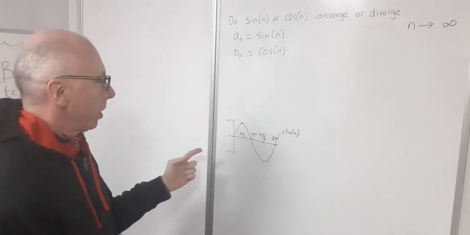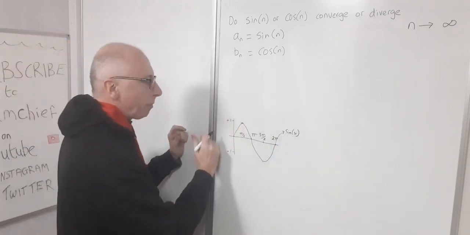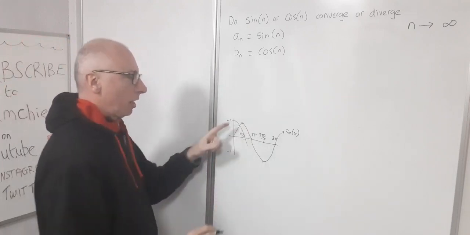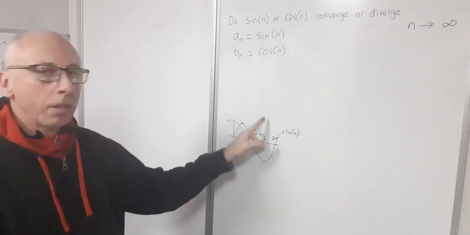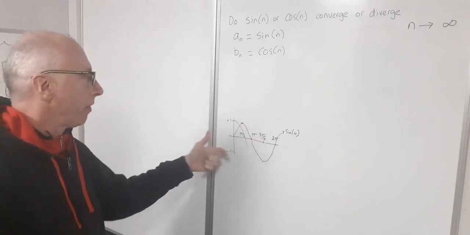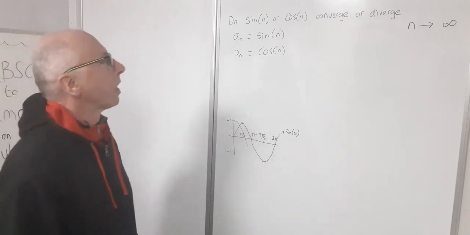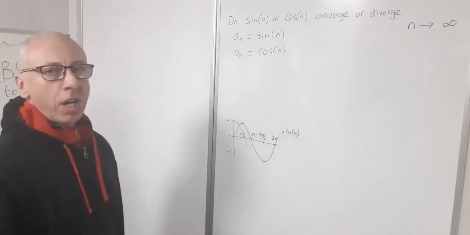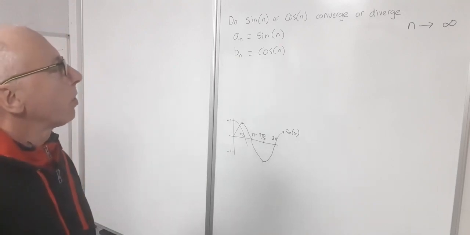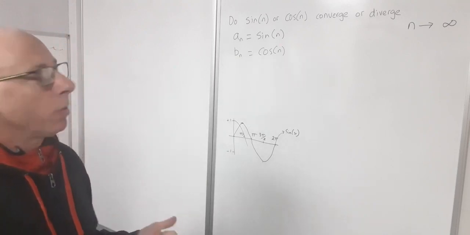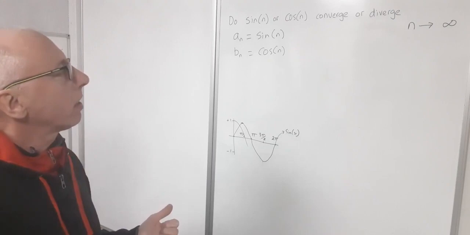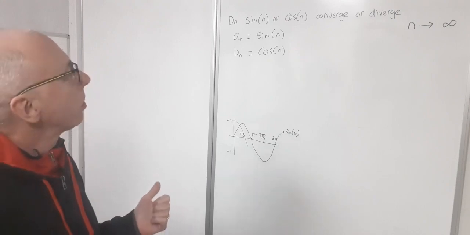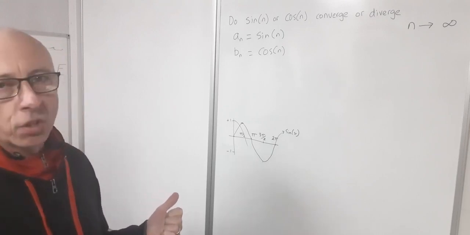Now the cosine function is the same, except it's just shifted back pi over 2. So basically it would follow the same sequence, just pi over 2 behind on the graph. So that's how the cosine function works. So our sequences here are a of n equals sine of n and b of n equals cosine of n. Now we have to find our maximum and our minimum to see if these two functions converge or diverge or not.